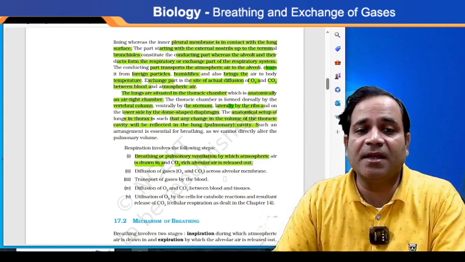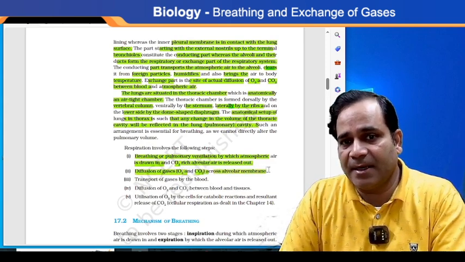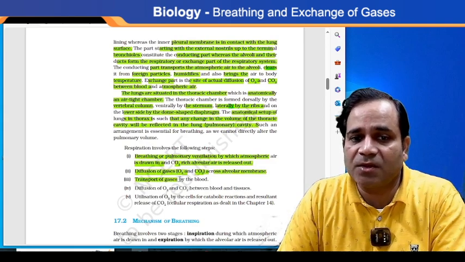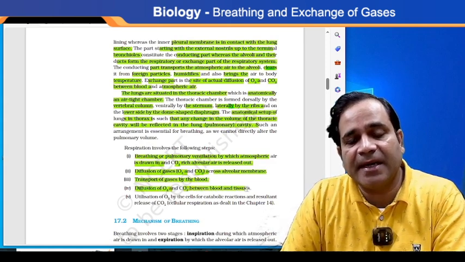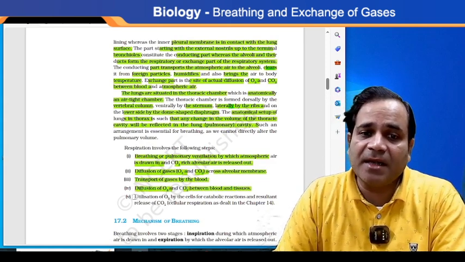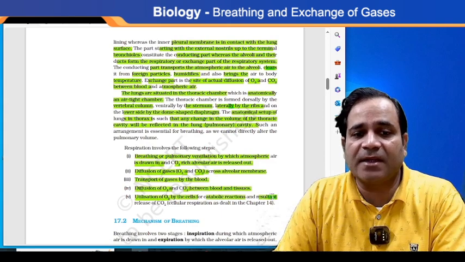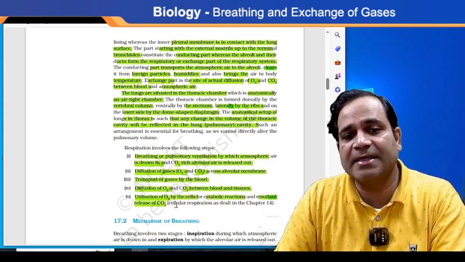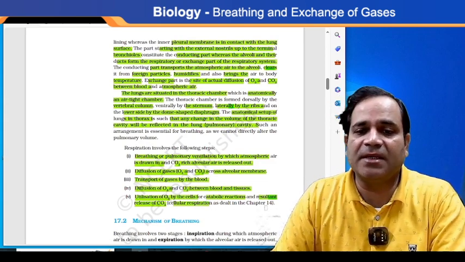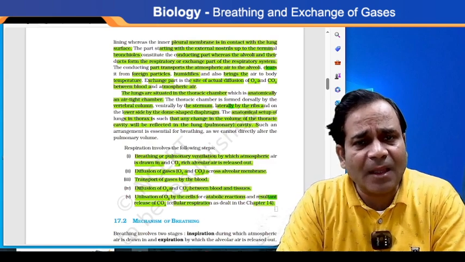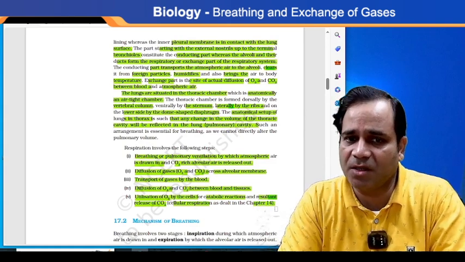Then, diffusion of gases, that is O2 and CO2, across the alveolar membrane. Third, transport of gases by the blood. Then, diffusion of O2 and CO2 between blood and tissues. Finally, utilization of O2 by the cells for catabolic reactions, and the resultant release of CO2, that is cellular respiration. This cellular respiration we will deal with in chapter 14, my dear. Here are the five major steps involved during respiration in humans.